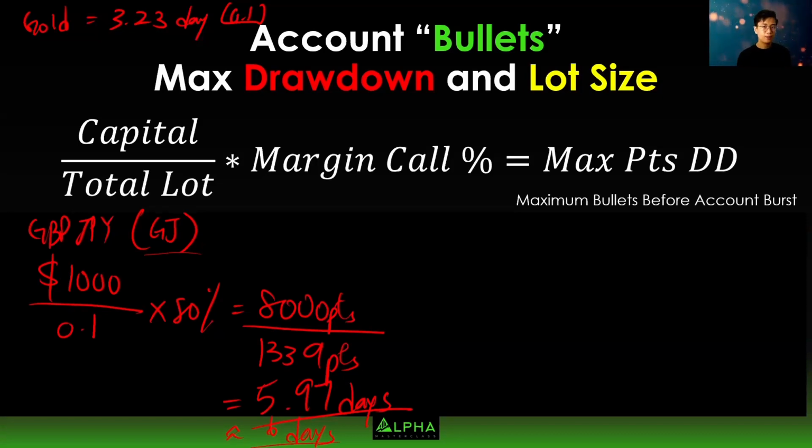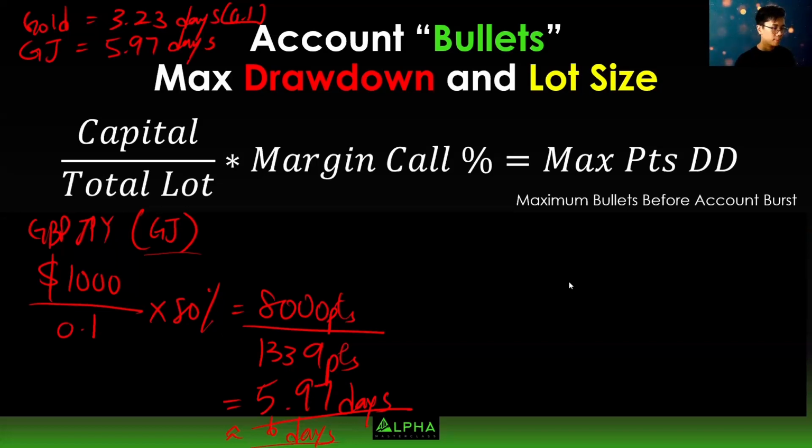Just that right now, because the daily volatility of GBP JPY is much less, it takes about 6 days. So you can put it over here: GJ takes about 5.97 days. Okay, we take one more.